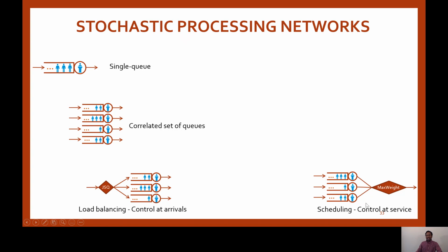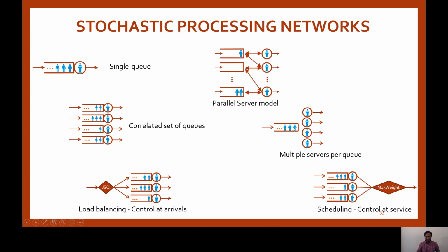So this introduces correlation across the servers, and you have to come up with a scheduling policy. Or you could imagine a single queue with multiple servers, and they are all serving that single queue. Or you have a bunch of queues and a bunch of servers, not necessarily the same number.